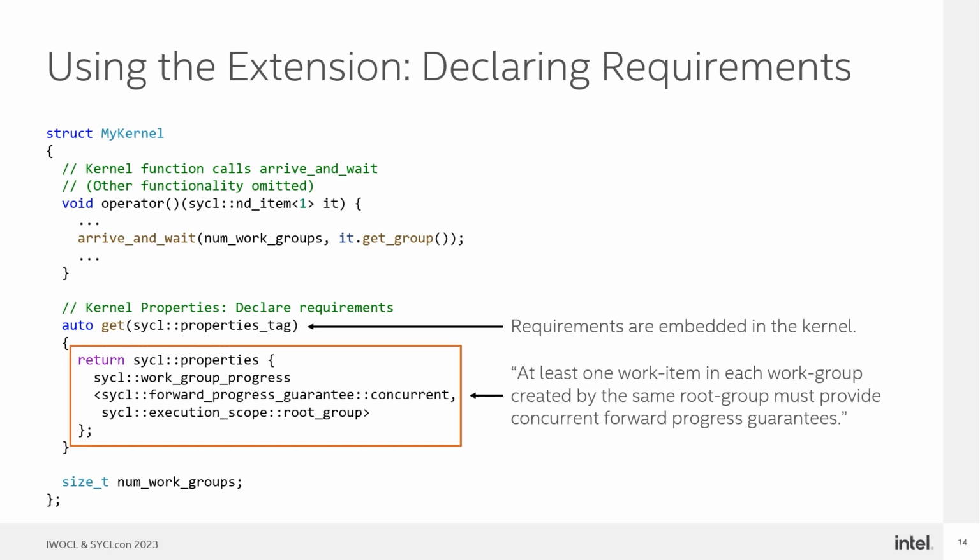The property list itself simply describes the forward progress guarantees required at different levels of the hierarchy. There's more detail in the paper about exactly how to spell out different kinds of requirements. But the example on this slide says that we're requesting that at least one work item in each work group created by the same root group must provide concurrent forward progress guarantees.